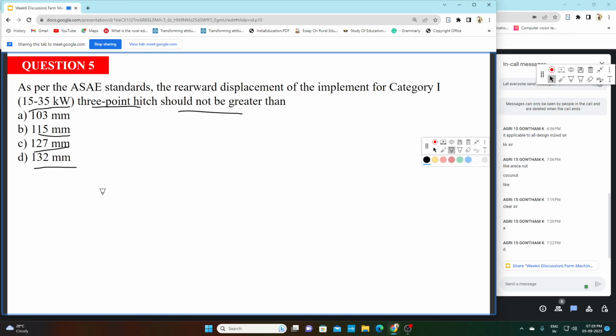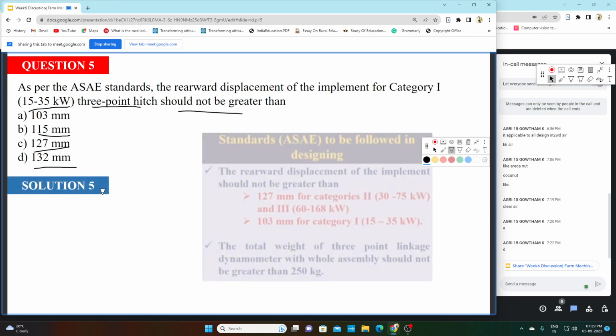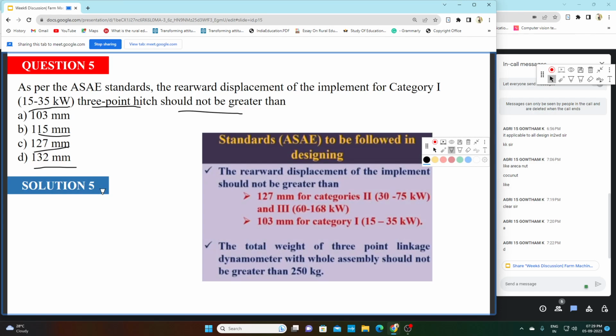Any guesses for this question? Okay, so no guesses. Let me tell you the answer. As per the standard ASAE, what is ASAE? ASAE is American Society of Automotive Engineers. So this is a standard. According to their standard, the rearward displacement of the implement should not be greater than 127 millimeter for category 2 and category 3 tractors, that is 30 to 75 kilowatt and 60 to 168 kilowatt tractors.